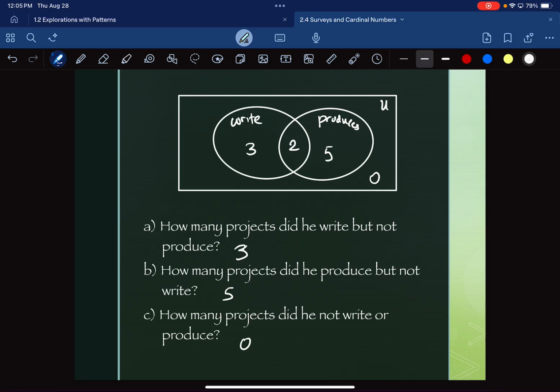Answering the questions is very straightforward after you've created the diagram. Okay? That's not the hard part. I mean, that's not the time-consuming part. It's not the part that's going to actually require you to do anything. It's just going to require you to look at your diagram.